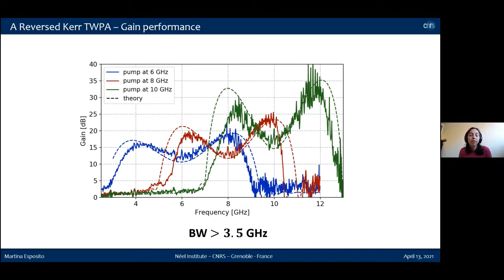So this is the gain profile of our device obtained using the same device, just pumping at different pump frequency. In this case, in the blue curve, we are pumping at 6 gigahertz, in the red curve at 8 gigahertz, and in the green curve at 10 gigahertz. And we can reach high gain, we hit the 20 dB target, let's say, with a large band without the gap in the middle of our gain profile, because we are not using any dispersion engineering approach. And the dashed lines here are theory without any fitting.